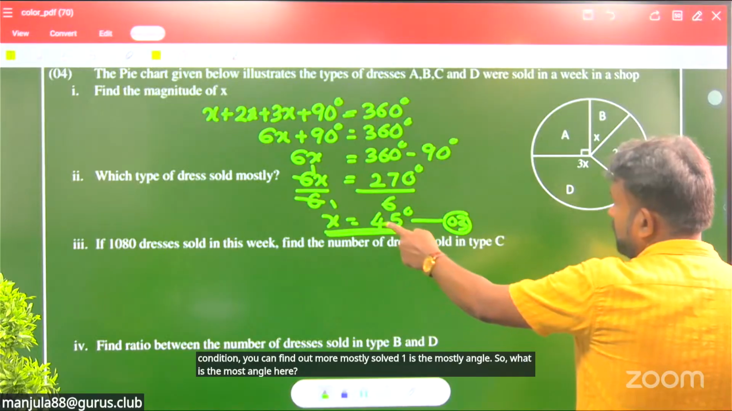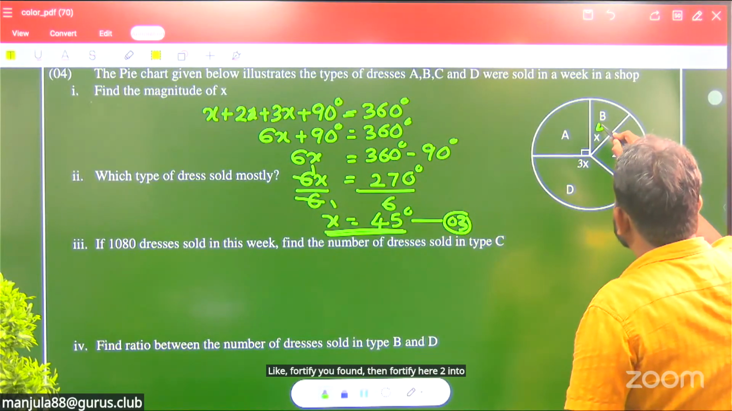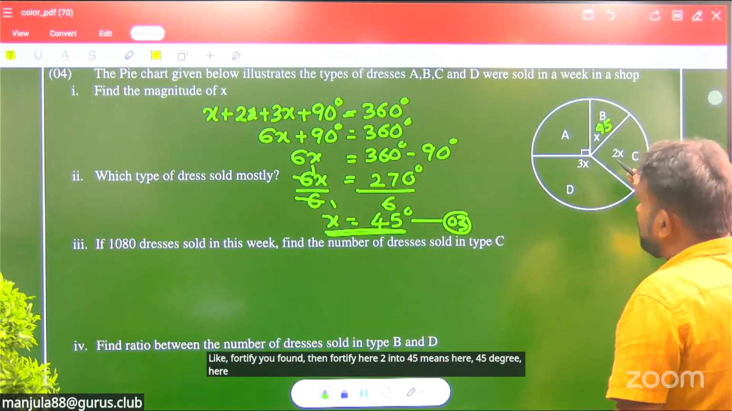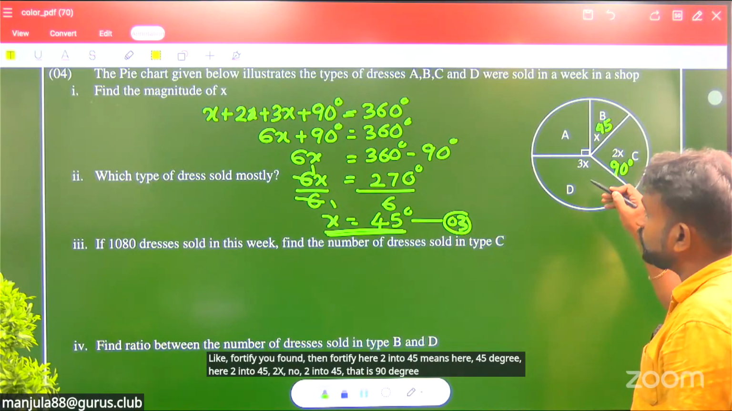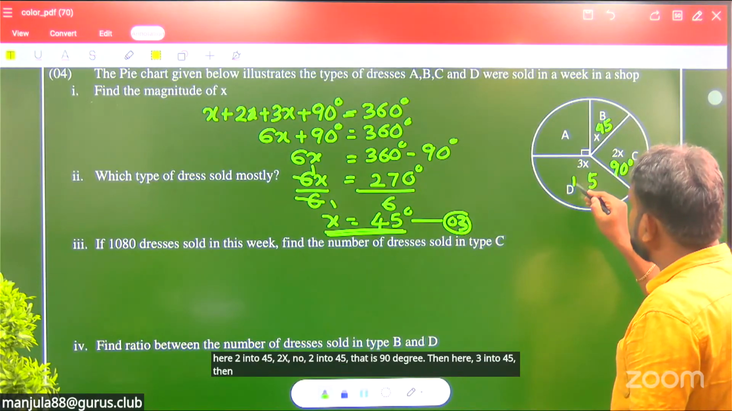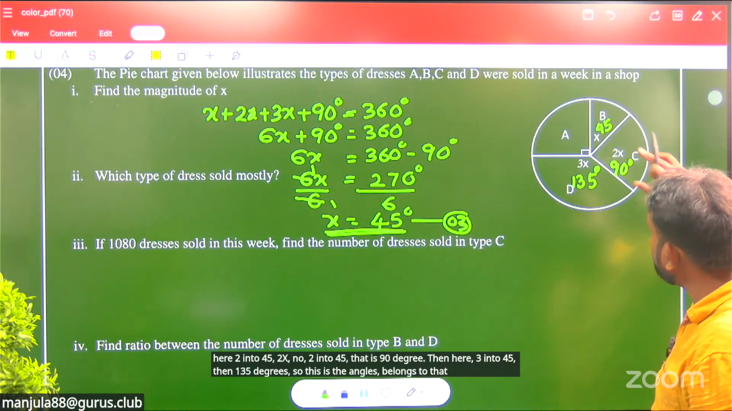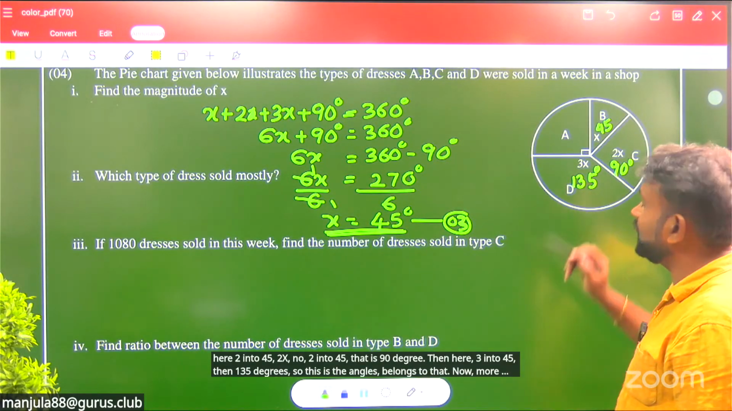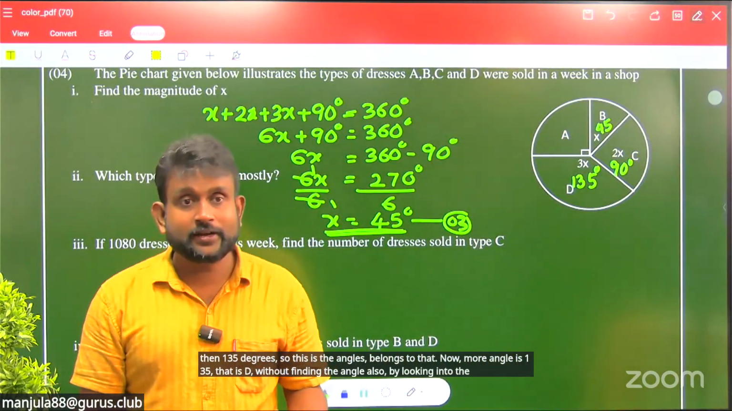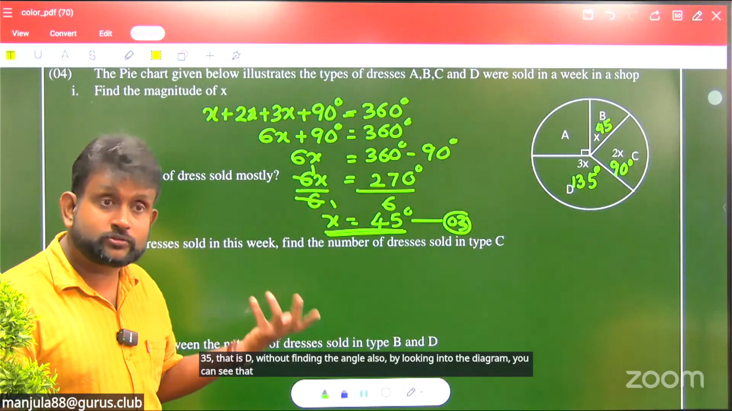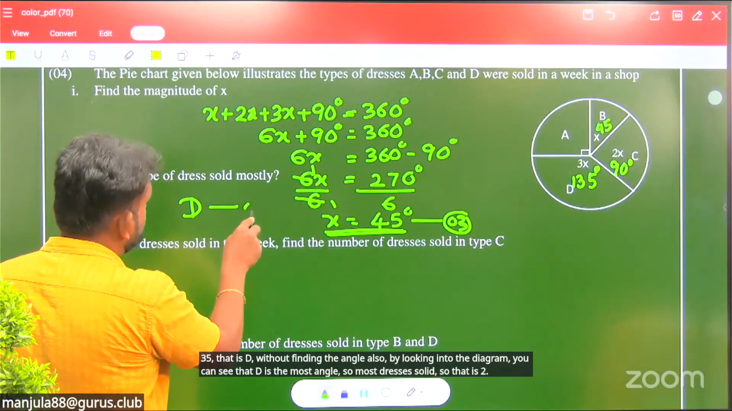Like the 45 you found, then 45 here, 2 into 45, that is 90 degrees, then here 3 into 45, then 135 degrees. So these are the angles that belong to them. Now the largest angle is 135, that is D. Even without finding the angle, by looking at the diagram you can see that D has the largest angle, so most dresses sold are D. So you have 2 marks there.